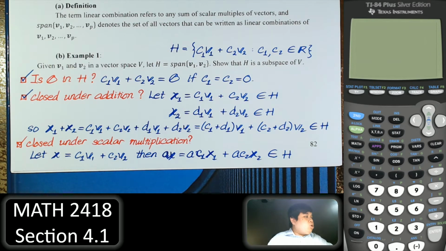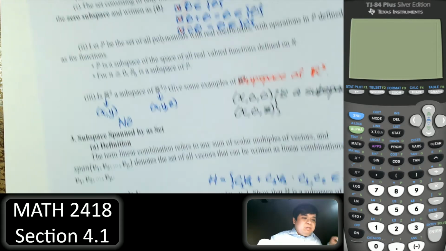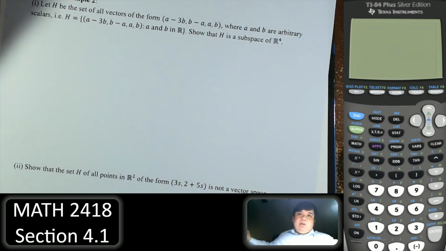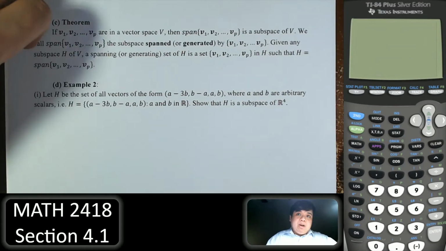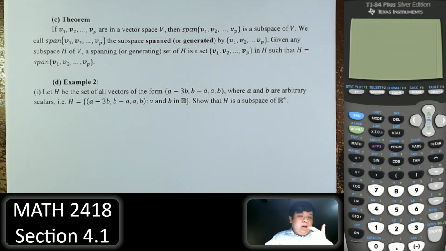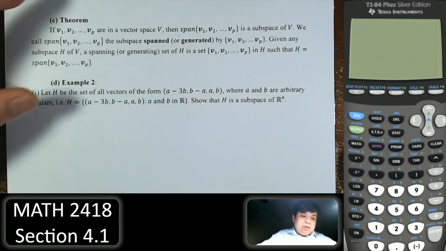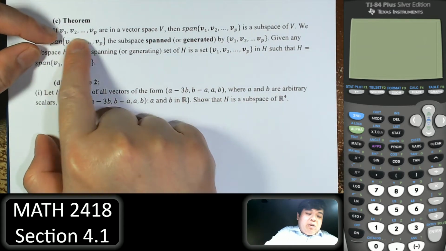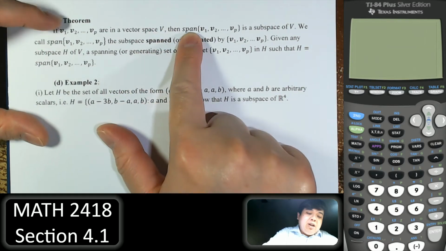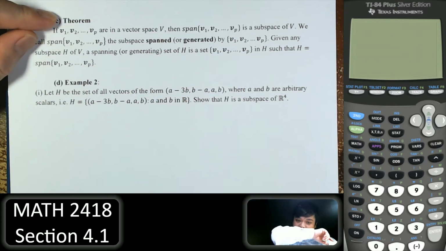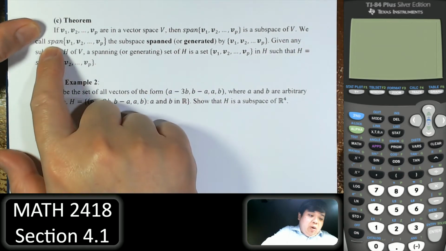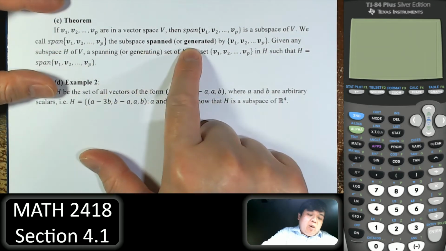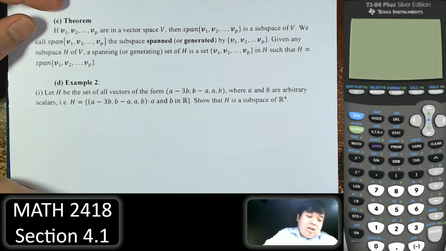Yeah. So most of the problems in this section, the calculation is fairly simple. However, the concept is a little more difficult. But for a subspace, we need to prove those three properties. It contains the zero vector, it is closed under addition, and closed under scalar multiplication. Right here, if we have the vectors from v1 to vp in the vector space V, the span of v1 to vp is a subspace of V. We call that a subspace spanned or generated by the set of the vectors.